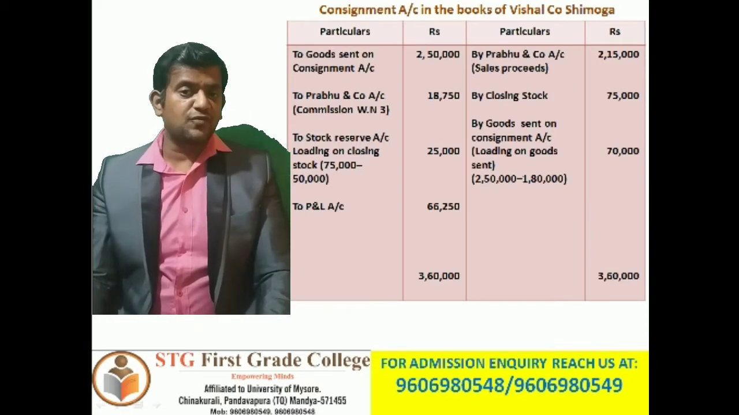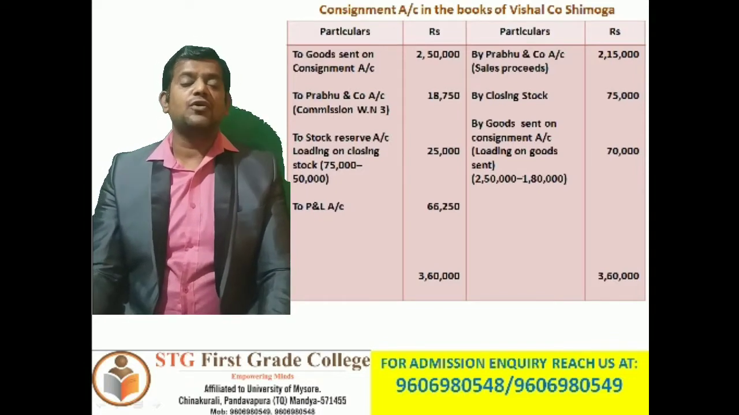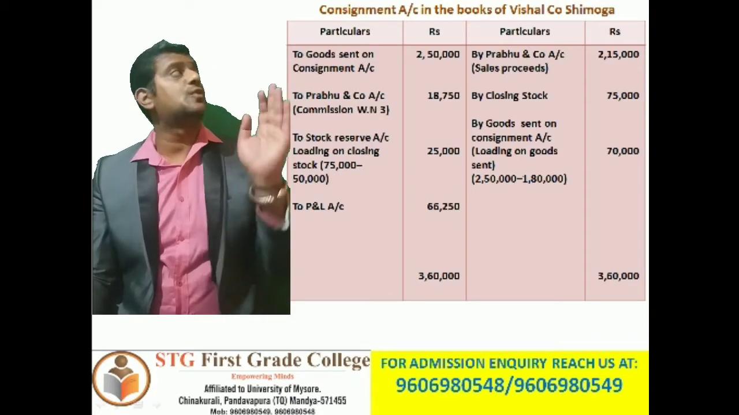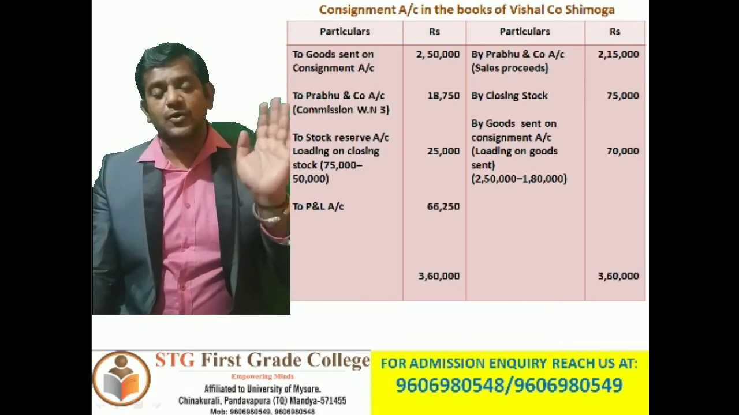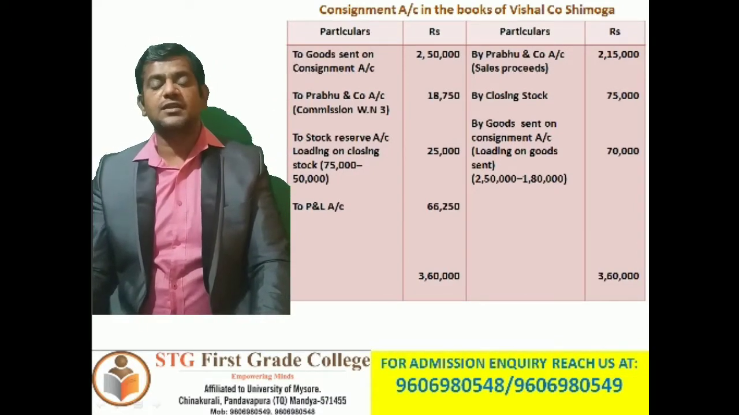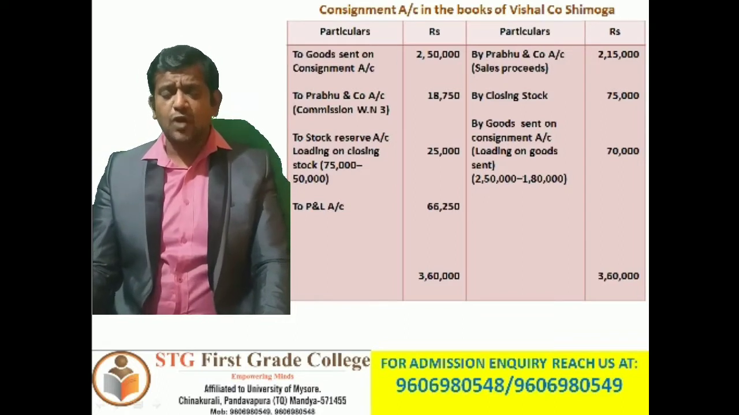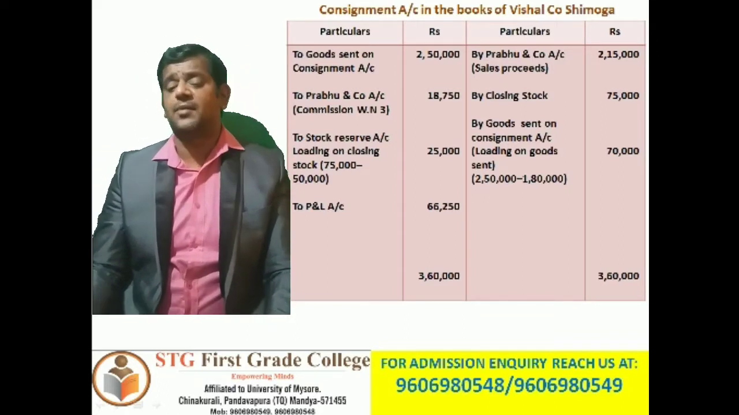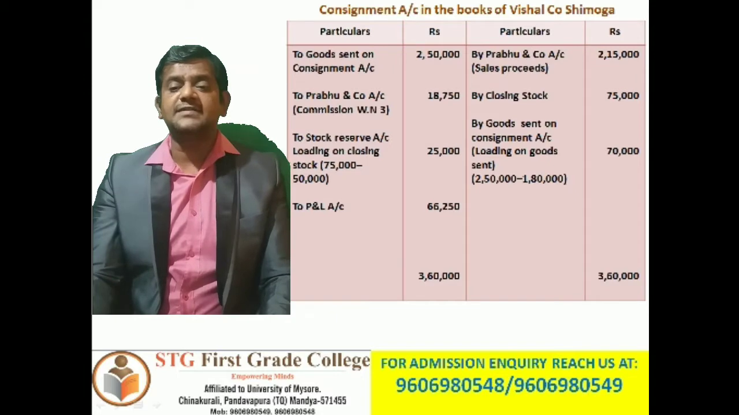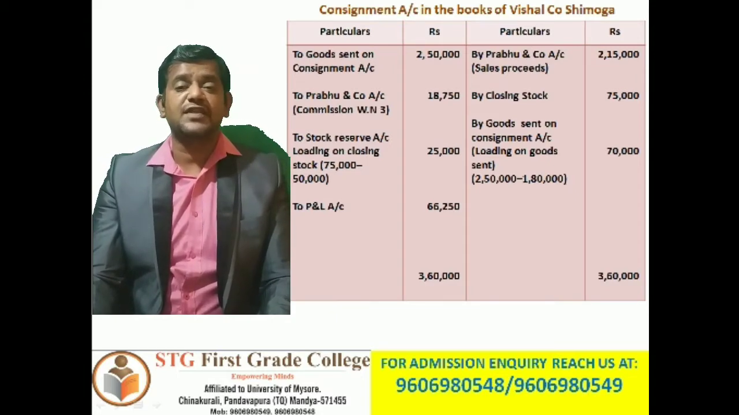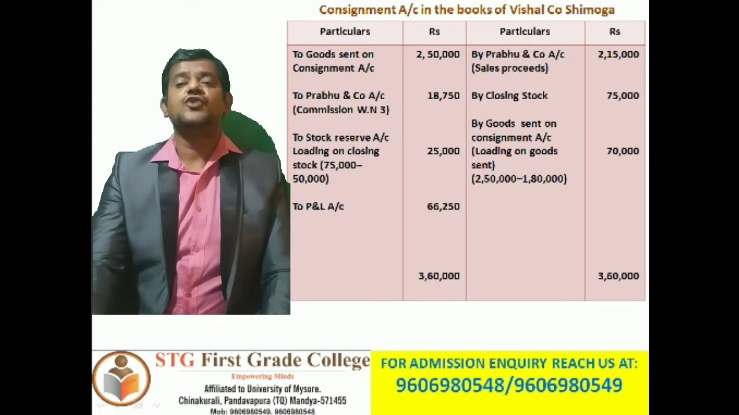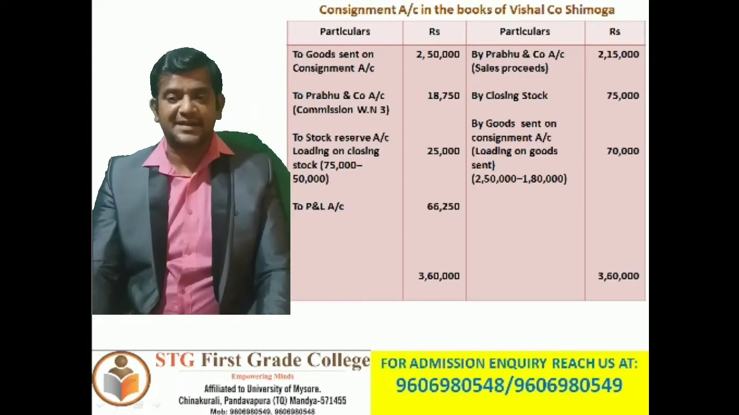To find out commission, what are we supposed to do? We want to find our sales, correct? So let us go to the credit side of the consignment account and enter by Prabhu and Company account, in bracket sales proceeds. How much is the sales value given in the problem? It clearly says that Prabhu and Company reported sales amounting to rupees 2,15,000. So enter that 2,15,000 on the credit side.